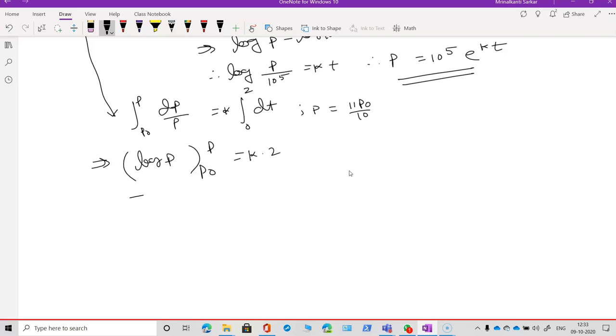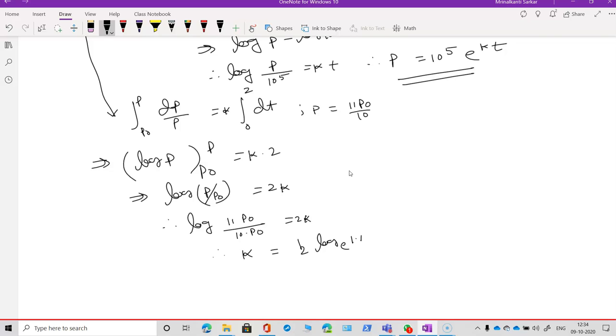Then k into 2. So log P minus log P0, you can write straightforward. Log P minus log P0 means log of P by P0 is 2k. P value you put, so from there you are getting k. k is equal to half log 1.1 base e.